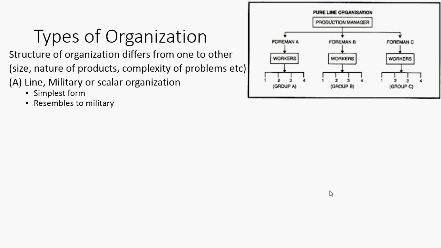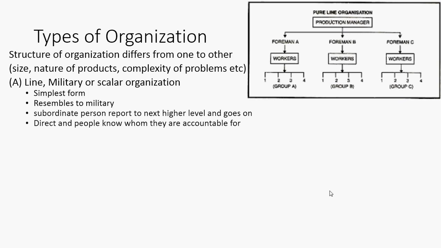So this is the line type organization. The subordinate persons here, the helper, the worker or the foreman, report to the next higher level, and it goes on just like we saw earlier. It is direct, and people know whom they are accountable to. Every helper in group A is accountable to the worker under foreman A, and the worker under foreman A is accountable to foreman A. So it is a direct flow.